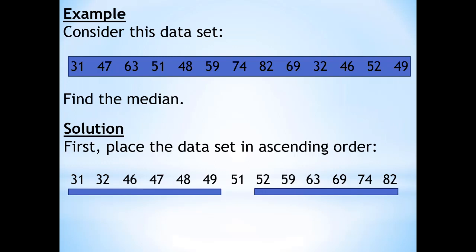And when I do that, you see that there's a single number that doesn't have an underline, and that's that 51. And that 51 is the median. So the median here is 51. Again, there are the exact same number of data entries below the median and above the median.